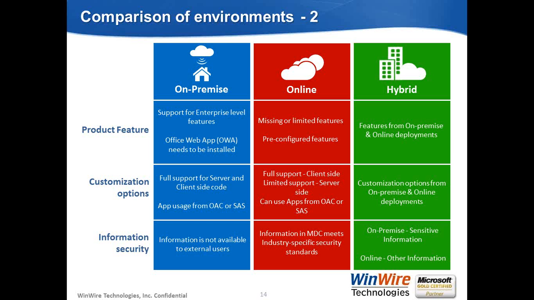In terms of pre-configured features, you would get the Office Web Apps already installed and configured. You also get the external share option configured. In the hybrid version, you would choose features from both the on-premise and the online deployments.